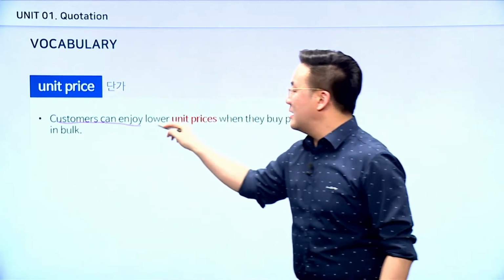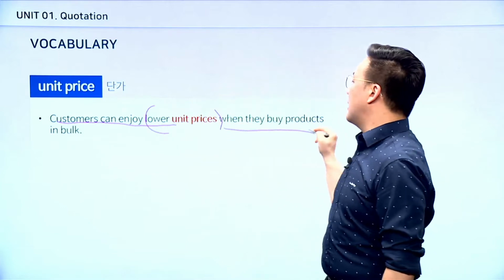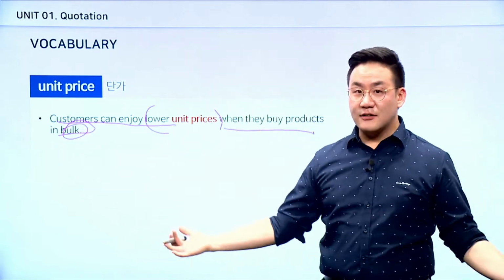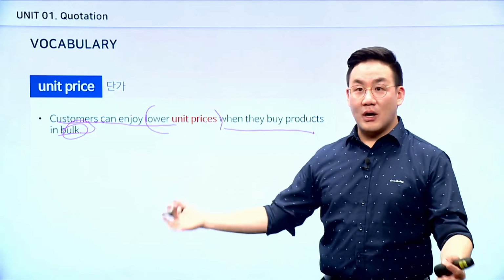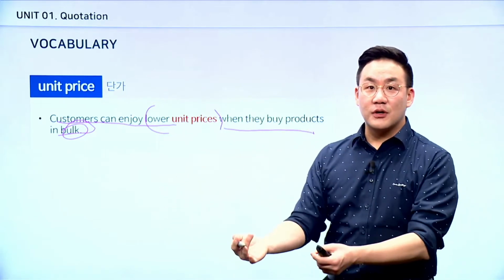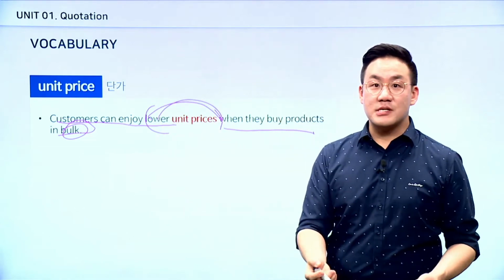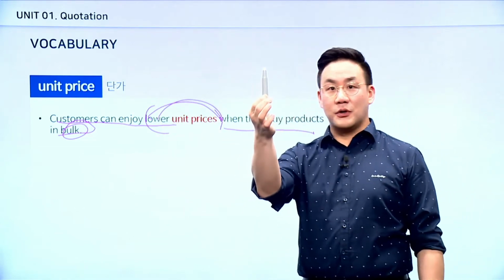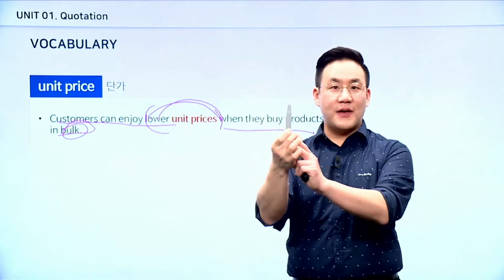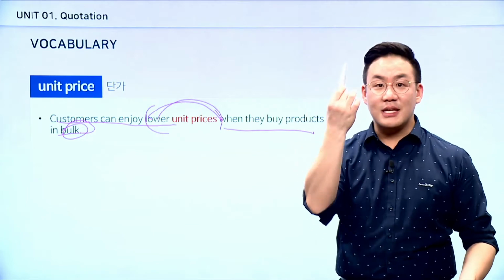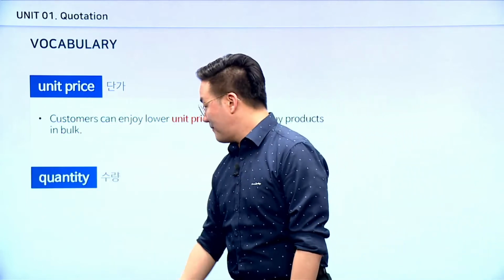Customers can enjoy lower unit prices when they buy products in bulk. So when customers buy a large quantity of a product, they can enjoy lower unit prices. Well, that usually happens, right? For example, this pen can be $1 each, but if you order 10,000 of these pens, then maybe you can get it at 20 cents each, right? The each is the unit price.